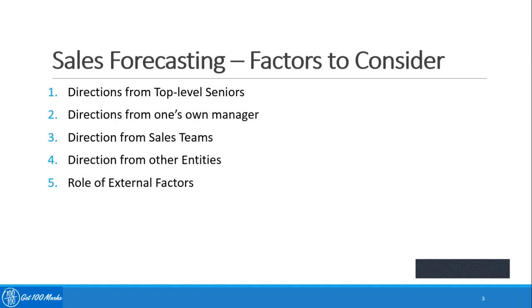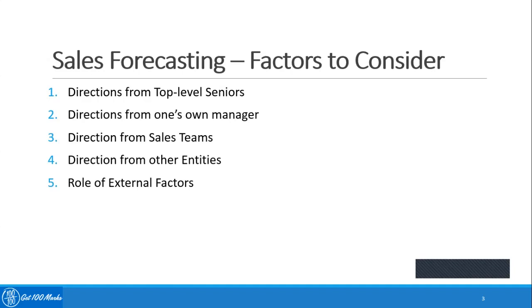This kind of directions are mostly integrated along with the direction from the top level, but their expectations are generally a little more conservative and realistic. If the top management gives you a target of 15% sales growth, your manager will tell you what the real expectations are. Next is direction from sales team.